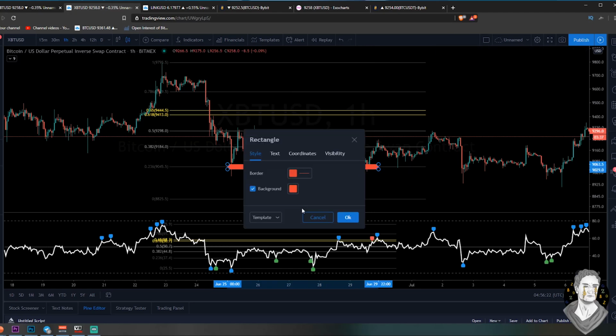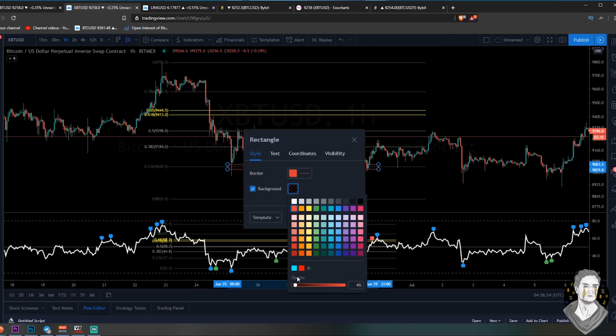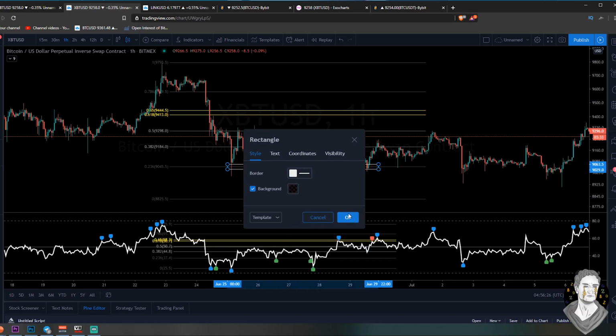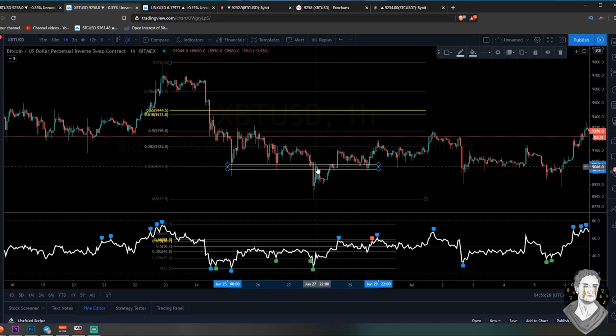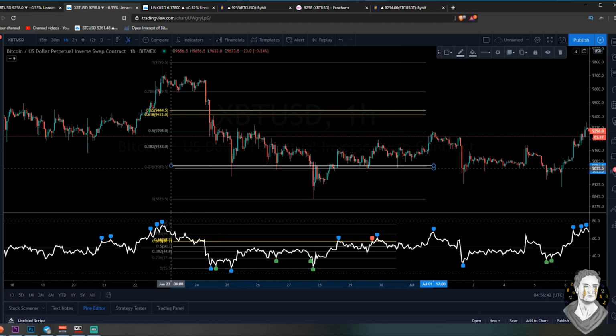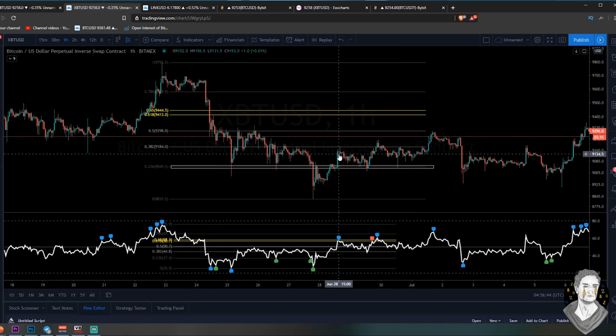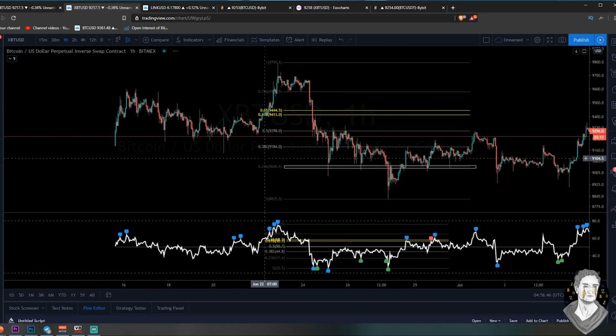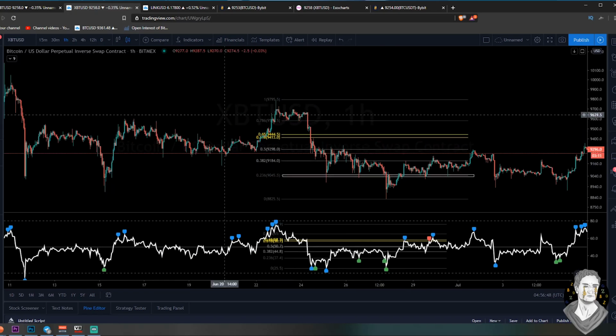So let me get rid of this. I don't know why it's like this and like this. So we know that this area was our resistance over here. So we broke it, and coming back to it, it turns into support. So we want to take our profits here. Then we go up and we do the exact same thing. So just looking for confluence, guys, looking for good places to take profits. It's not just blindly looking for a complete reversal, especially on a 1 hour time frame. You just want to look for confluence.